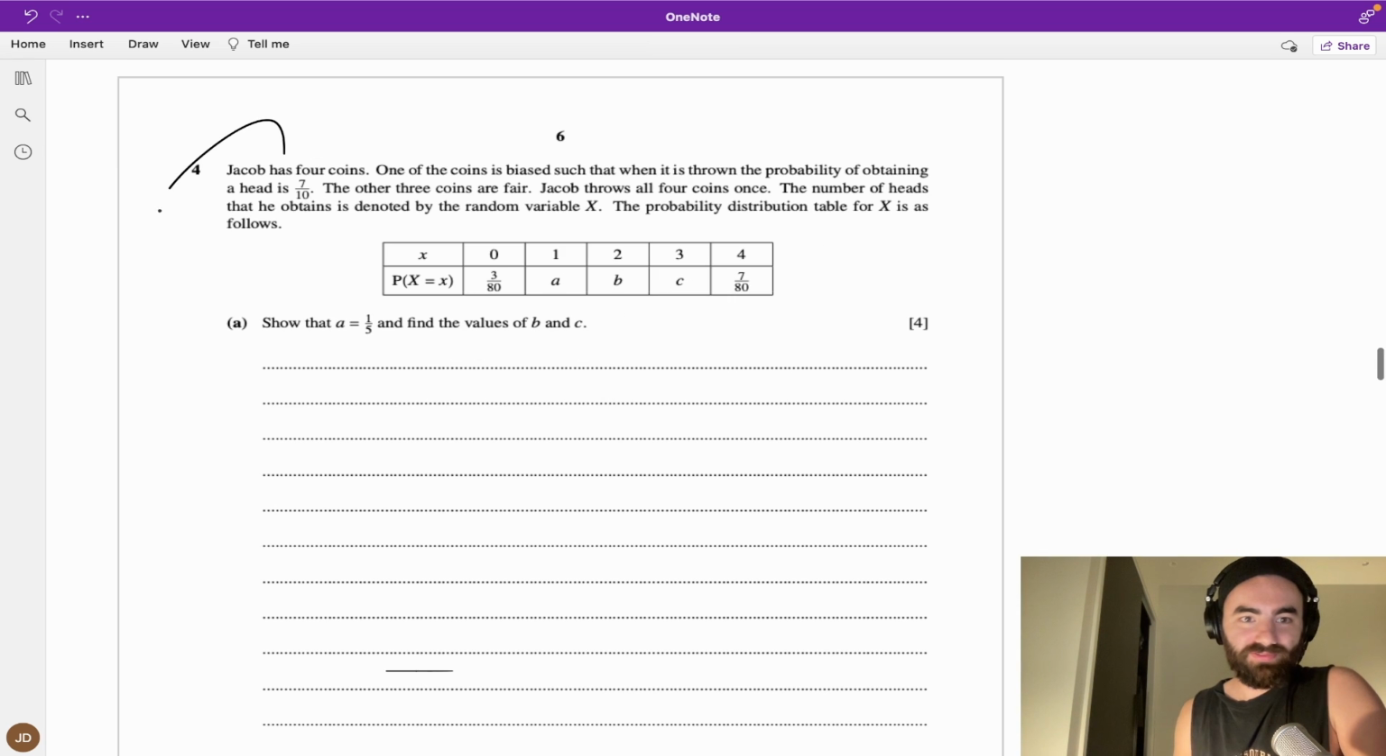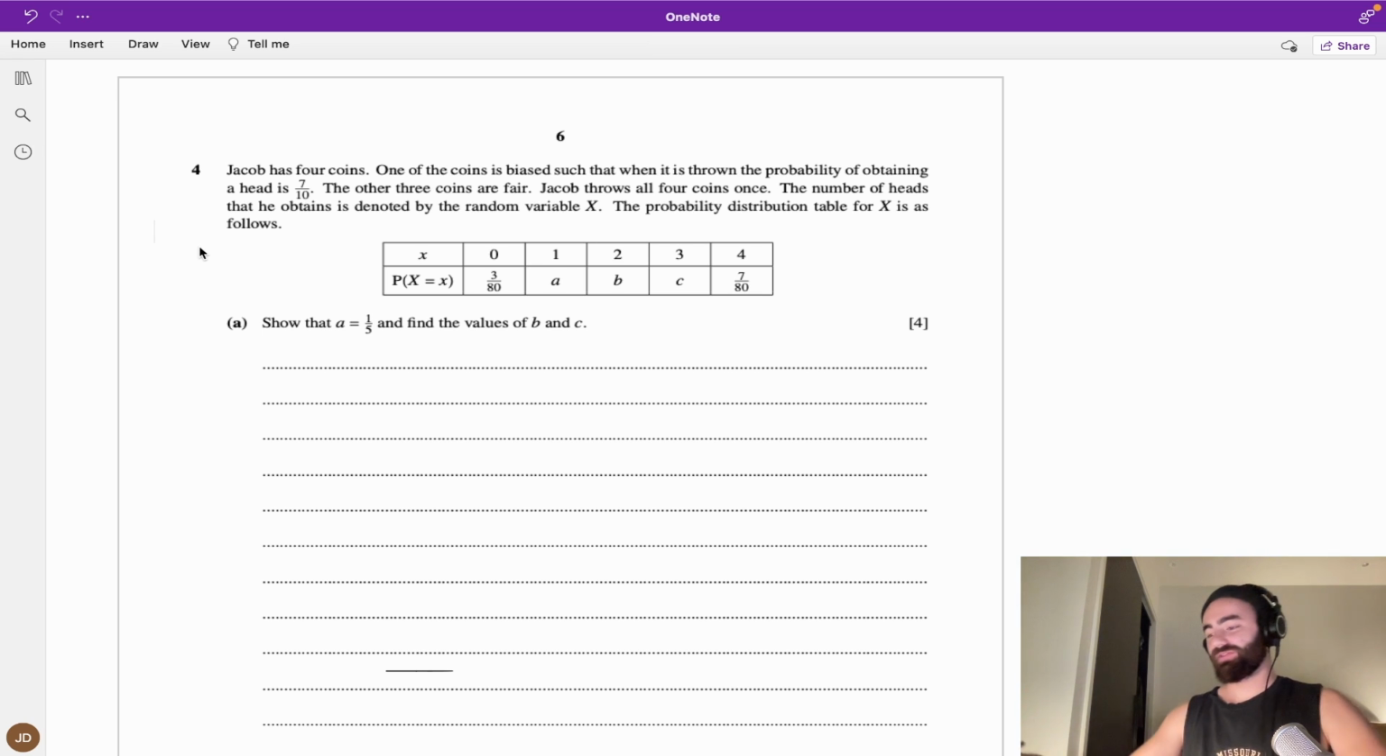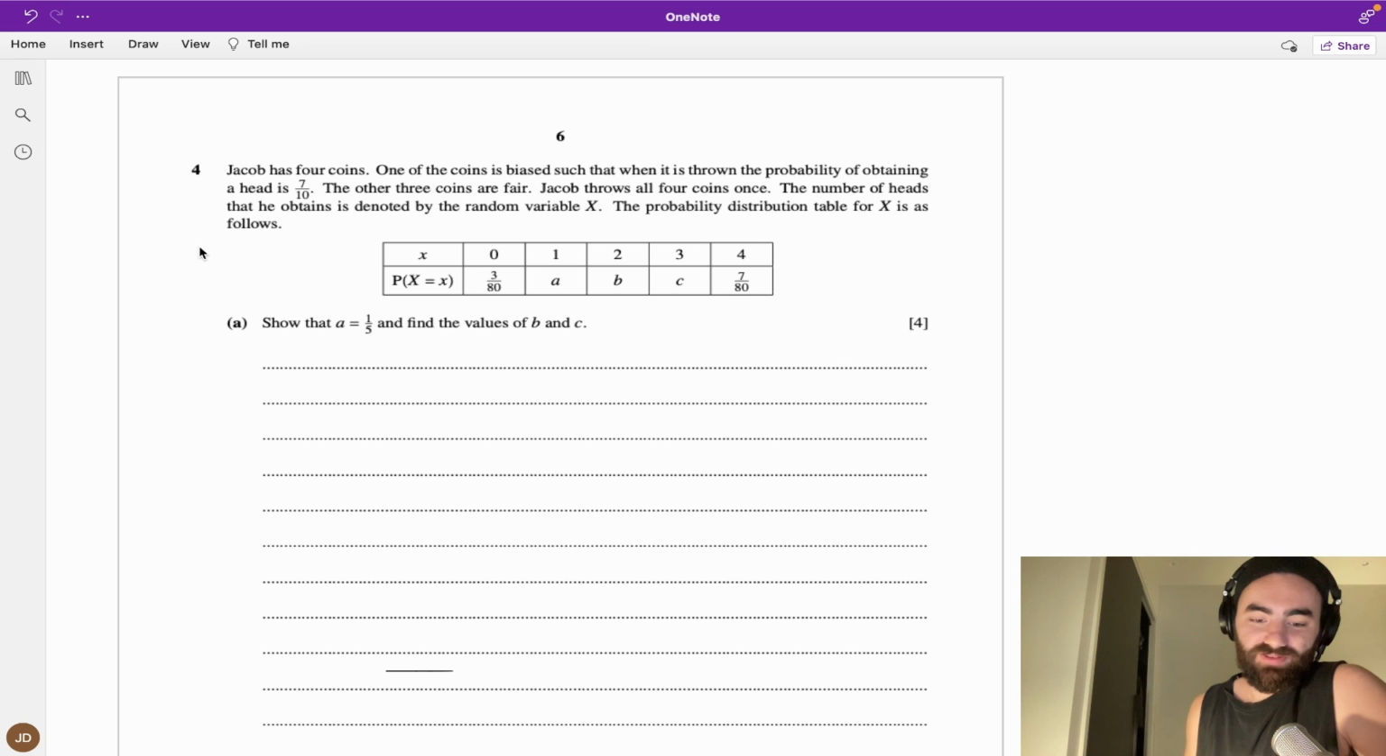Jacob. We've got to get this one right. We have to, just out of necessity. Jacob has 4 coins. If Jacob had 4 coins, he would probably go out and party or something. If Jacob had 4 coins, that's a lot of coins. What am I talking about?